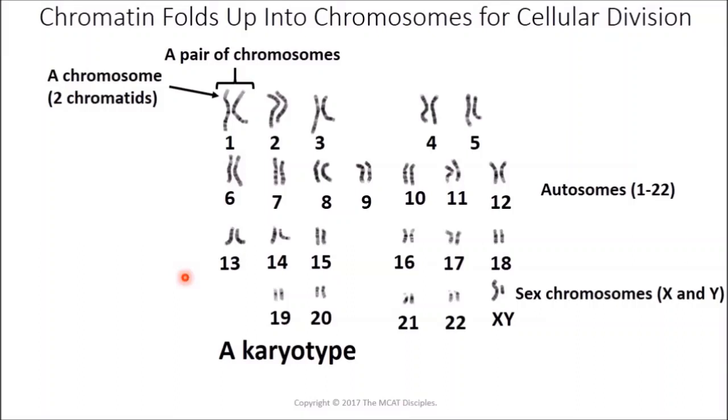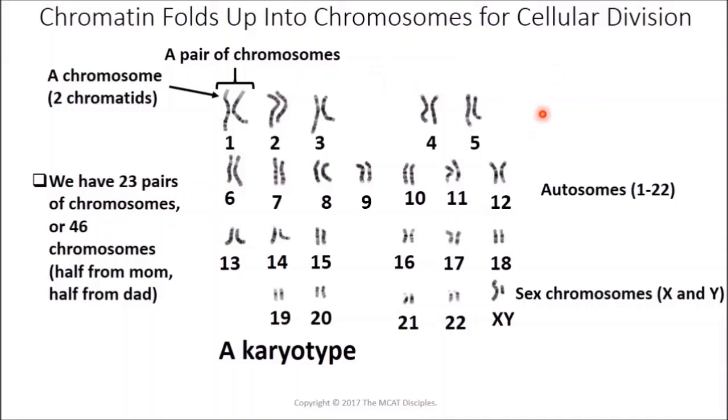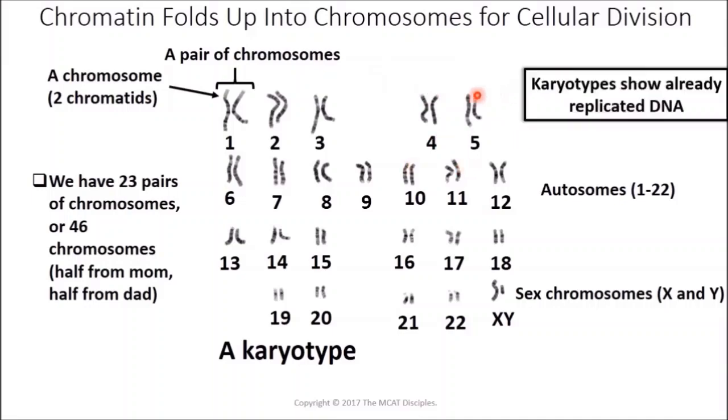Anyway, you find chromosomes when you're in cellular division. Under normal conditions, you won't see this on a microscope. If the cell is not undergoing mitosis, you're just going to see chromatin. We have 23 pairs of chromosomes, or 46 chromosomes altogether, half from mom, half from dad. Karyotypes, again, already show replicated DNA, and that's part of why people get confused about this. What's a chromosome, what's a chromatid?